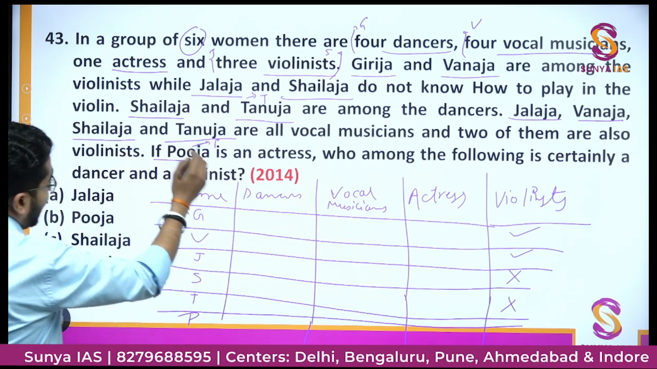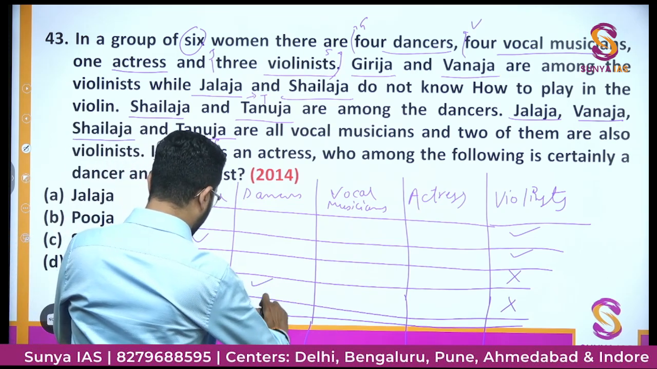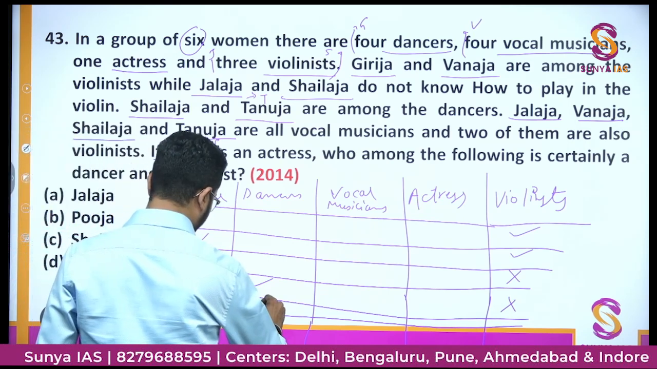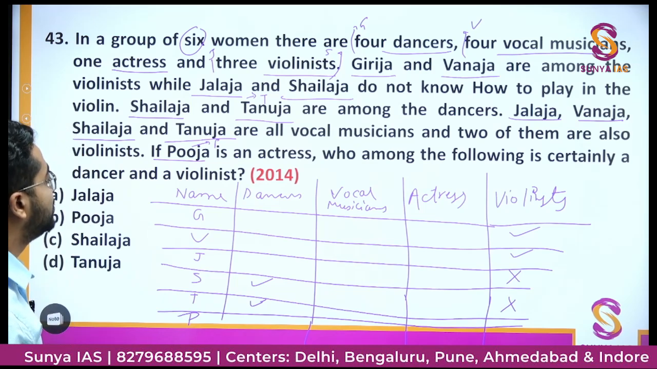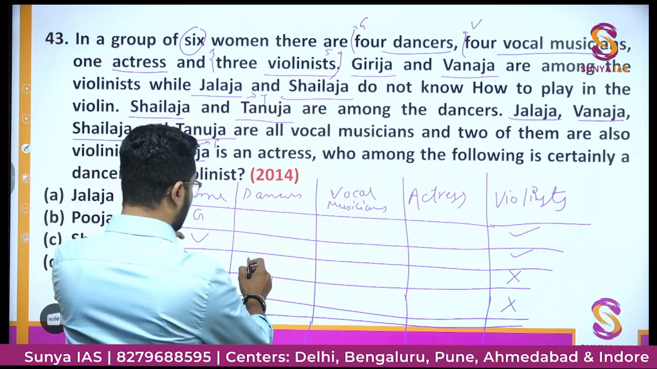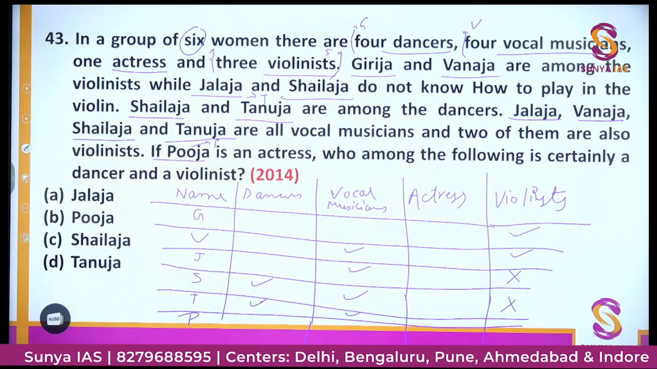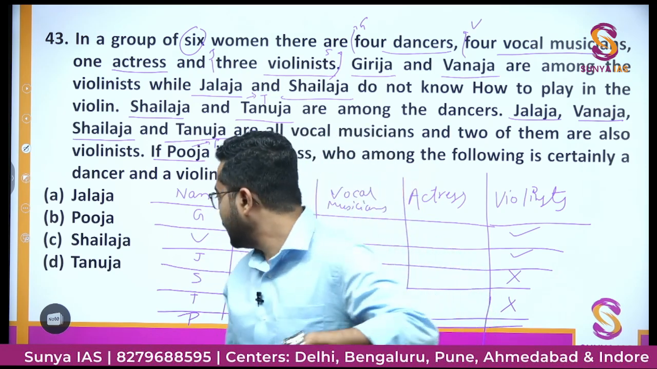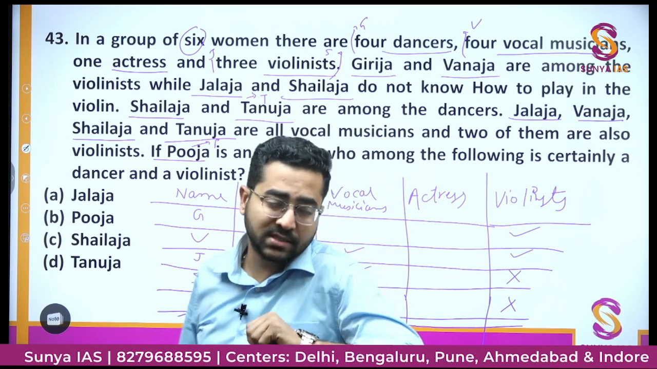Shailja and Tanuja are among the dancers. So Shailja is a dancer, Tanuja is also a dancer, right? Jalja, Vanja, Shailja and Tanuja are vocal musicians. These are all vocal musicians. Okay. And two of them are also violinists. Now what it is saying is that out of these Jalja, Vanja, Shailja, Tanuja, there are two violinists.